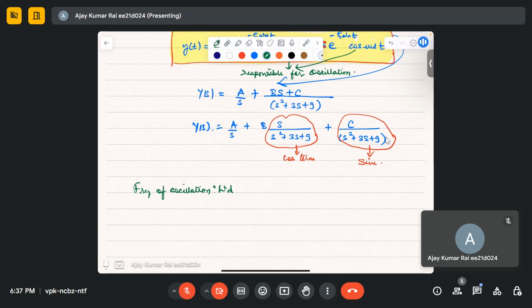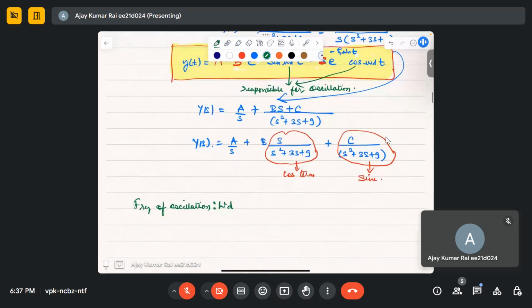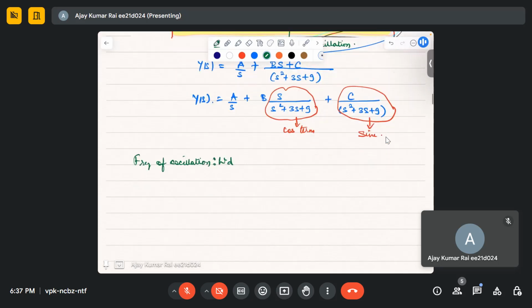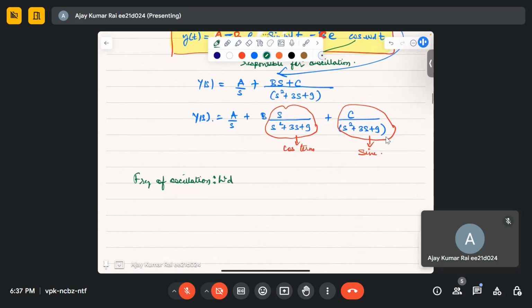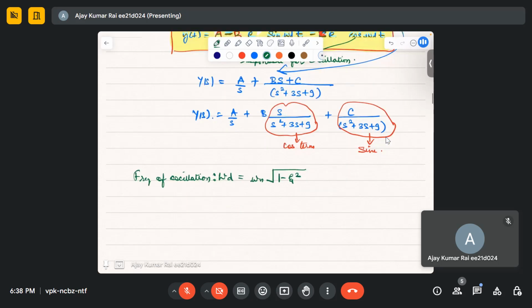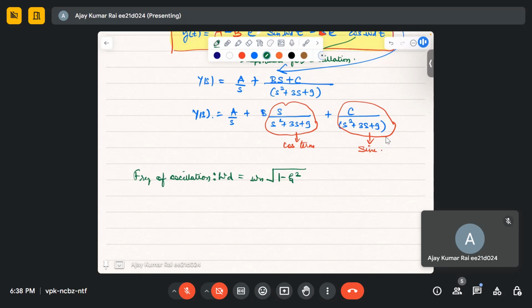We know this y of t comes from the longer way of solving this equation and getting a, b, c. But without solving for a, b, c also, you can get these values. Let me show you the simplest one. Frequency of oscillation will be equal to omega d, which is omega n into root of 1 minus zeta square, where zeta is less than 1, which is equal to 0.5. Just now we calculated this in the previous question.